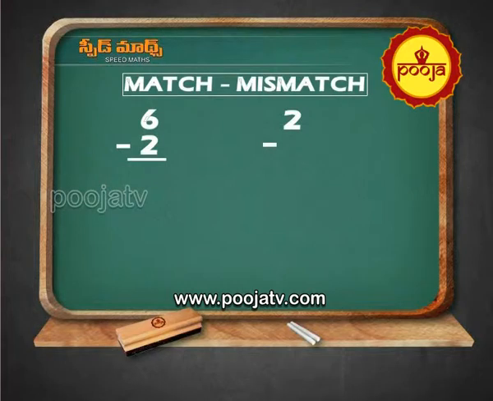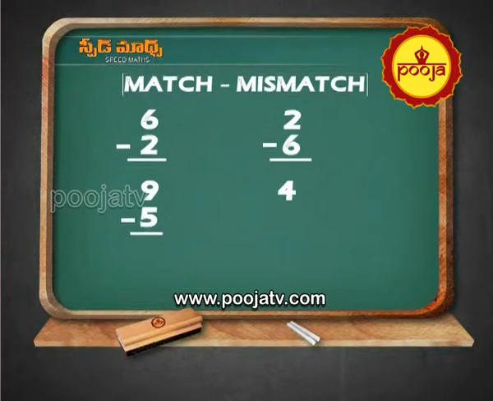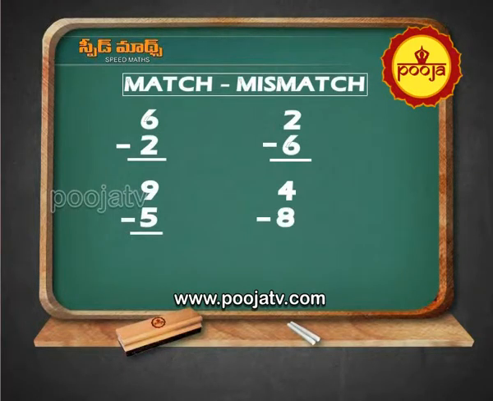6 minus 2 is match. It is a match because you can easily subtract 2 from 6, that is 6 minus 2 is 4, and 2 minus 6 is mismatch because you will get a negative answer, then we call it mismatch. Like that, 9 minus 5 is match and 4 minus 8 is mismatch. 7 minus 2 is match, but 3 minus 4 is mismatch. Where you can subtract easily, it is match, where you cannot subtract, it is mismatch.